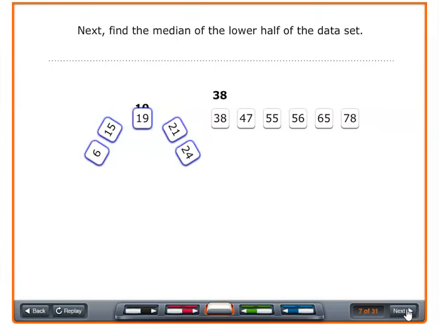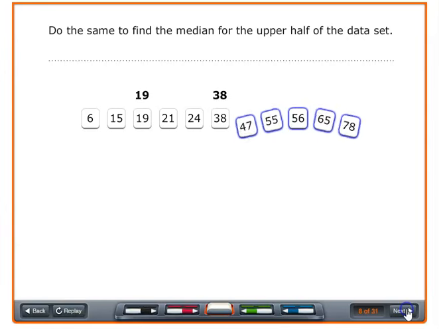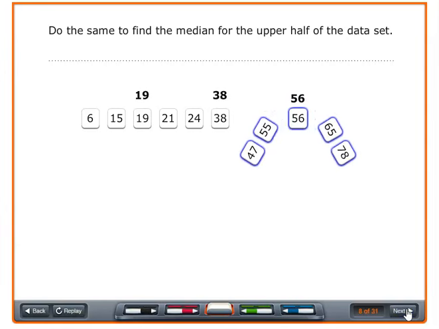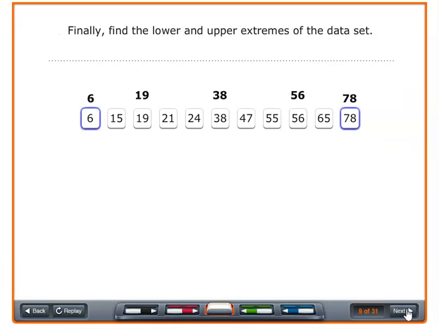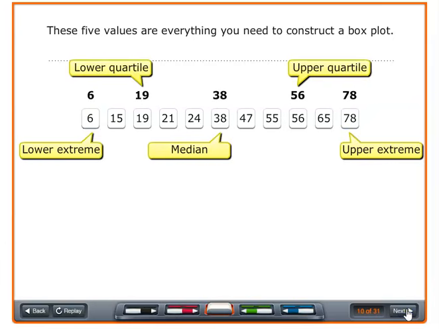Next, find the median of the lower half of the dataset. Do the same to find the median for the upper half of the dataset. Finally, find the lower and upper extremes of the dataset. These 5 values are everything you need to construct a box plot.